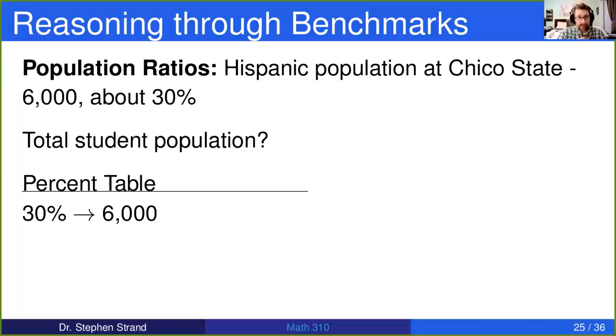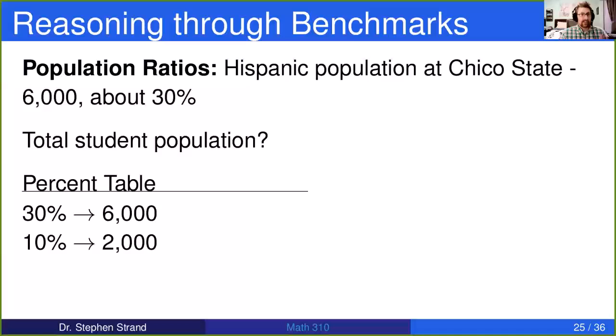So for me personally, especially because 6,000 is a multiple of 3, I'm going to use 10% again. So I can calculate 10% of the total because I'm just going to break that 30% up into 3 equal pieces, right? And if I take 6,000 and break it up into 3 equal pieces, I know they're each going to be 2,000 students. So that means if 30% is 6,000 students, then 10% of the total student body is 2,000 students.